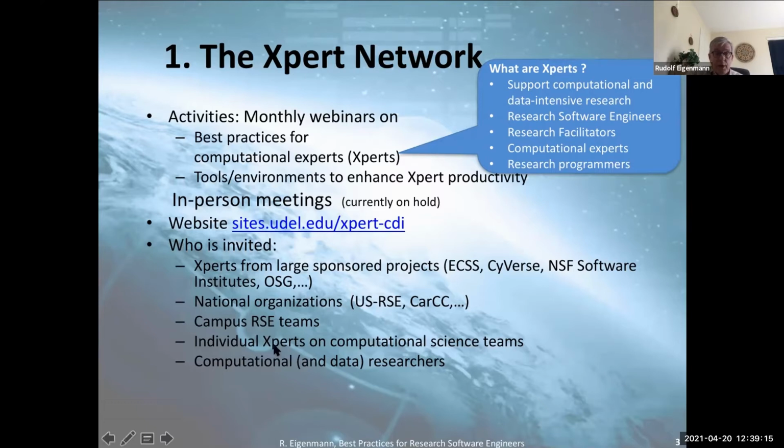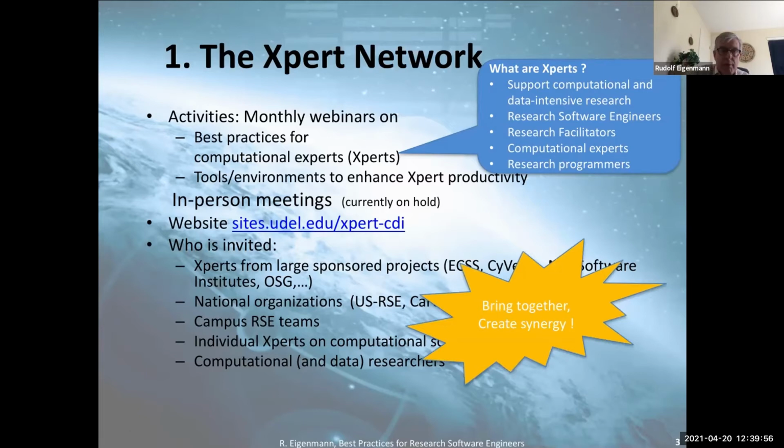Very important also, there are individual experts, sometimes large or mid-size to large-size chemistry, physics projects. They can budget a single research software engineer, but that person is fairly alone under a number of chemists, biologists, physicists. Wouldn't it be nice if they had a place where they can plug in and discuss issues that they have with the community? And last but not least, the computational researchers themselves, so the actual computational physicists, computational biologists, we invite those to participate as well.